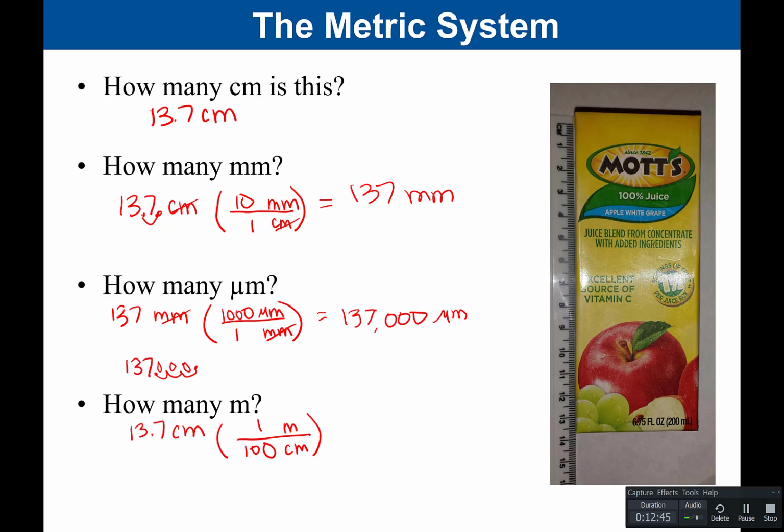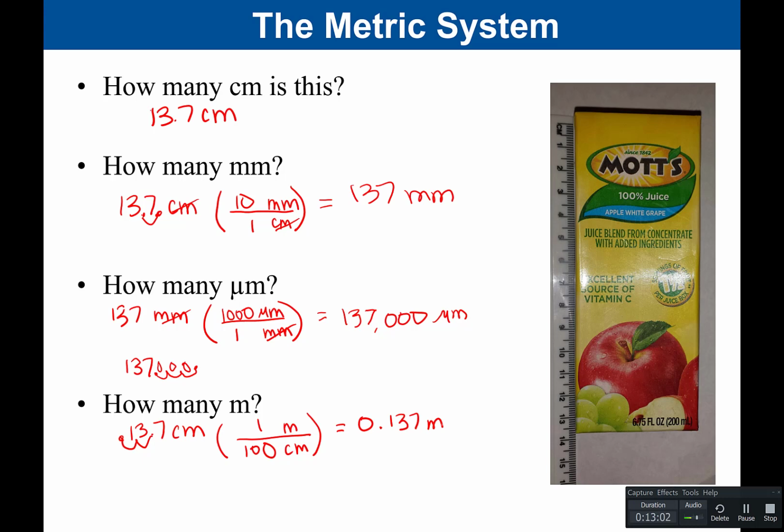So here's my decimal point, 1, 2, and my decimal point is going to go there. So my answer, 0.137 meters. Those are my conversions.